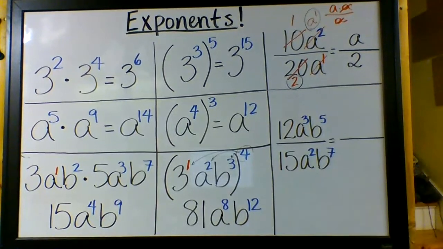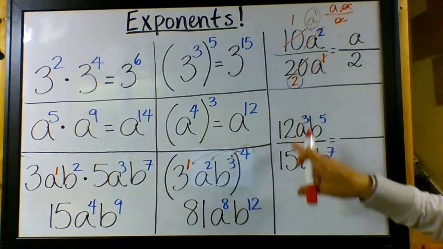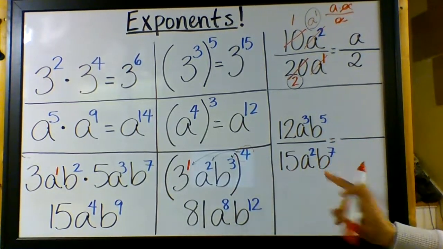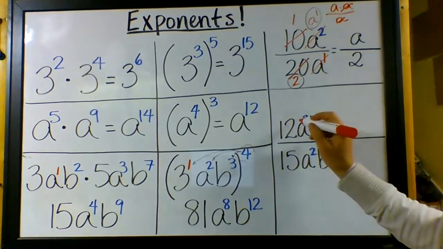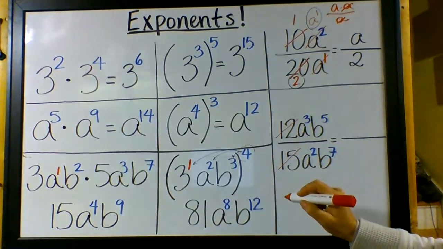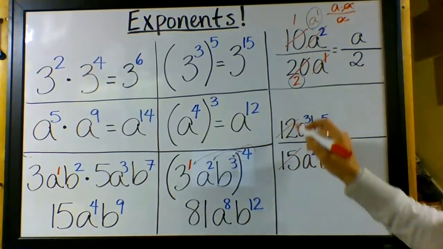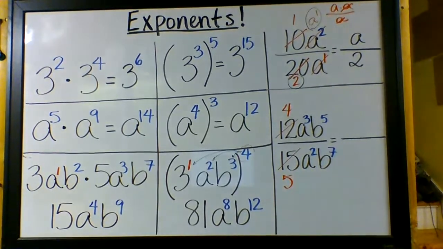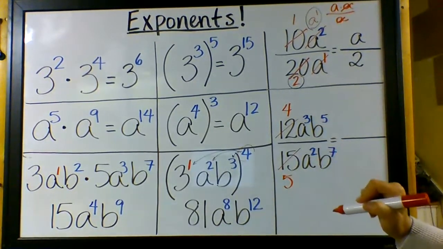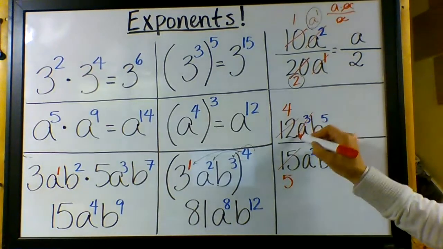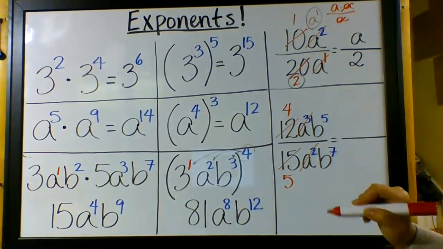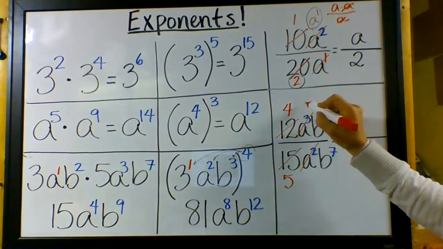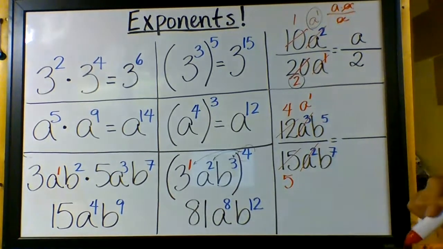Okay. Let's reduce this next one. All right, so I see 12 a to the third b to the fifth over 15 a squared b to the seventh. So I'm going to start by reducing the numbers. Looks like I could divide both of these by 3. So 12 divided by 3 is 4. 15 divided by 3 is 5. All right, I've got a to the third over a squared. I'm going to cross them both out. So I'm not going to cross out just the exponents, I'm going to cross the whole thing out. 3 minus 2 is 1, so I'm going to have this a to the first left where the larger one is.